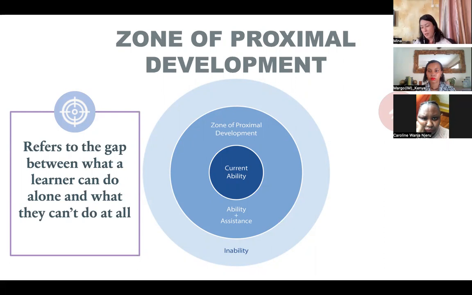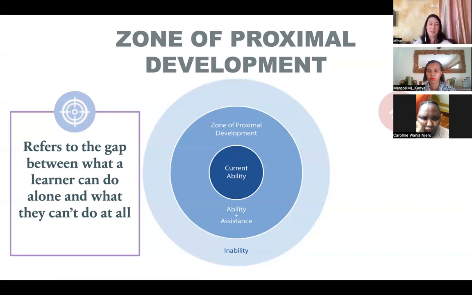Another example: I heard another teacher talk about this. She said she can drive a car, no problem. She cannot drive an airplane, absolutely not. She could drive a truck if she had help. So in that gap between driving an airplane and driving a car is driving a truck. It's something that she can't do alone, but with a friend, she can do it.